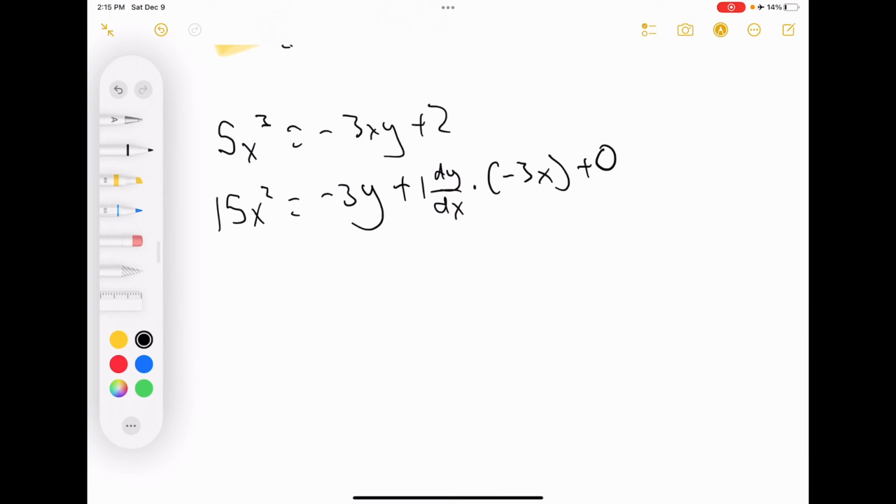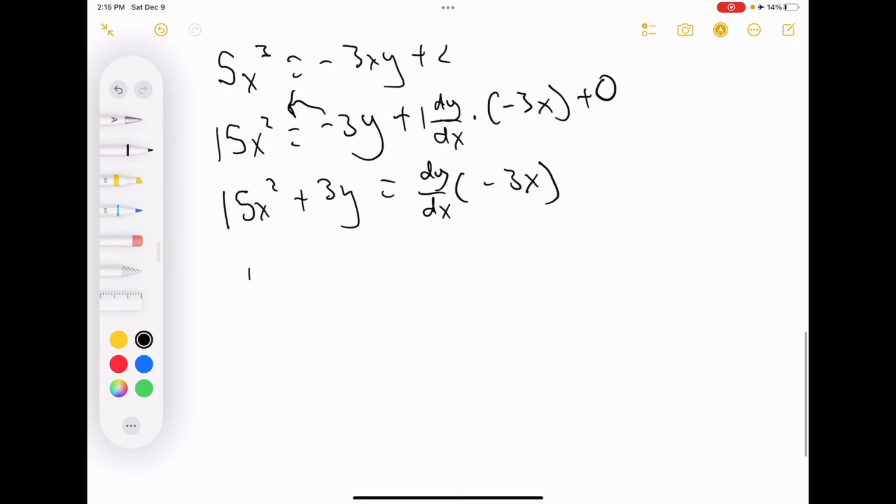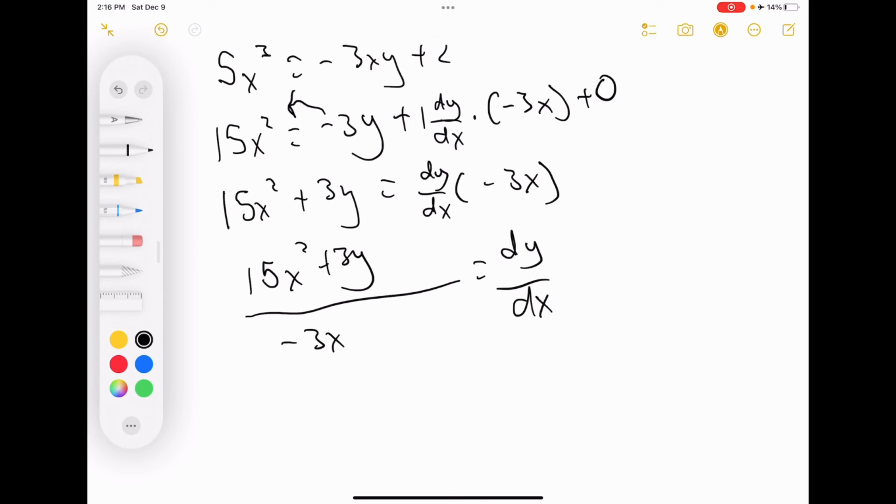Now we solve for dy dx. So 15x squared, I'm going to add 3y to the other side. 15x squared plus 3y is going to be equal to dy dx times negative 3x. Divide both sides by negative 3x. 15x squared plus 3y divided by negative 3x is equal to dy dx. And that's our answer right there.